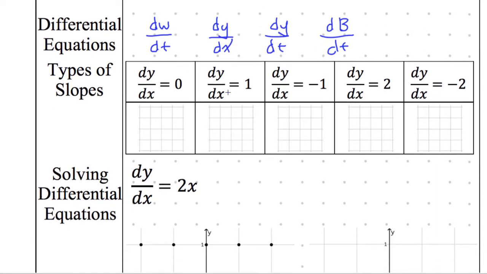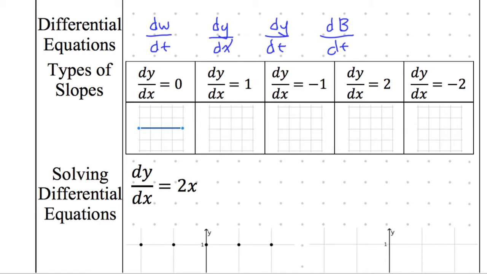All right, so types of slopes. This is a review of Algebra 1. If I have a slope of 0, what type of line do I have? What is the slope of that line, rather? Go with your arms. Yeah, it looks like that. Go ahead and draw it. It has a slope of 0.